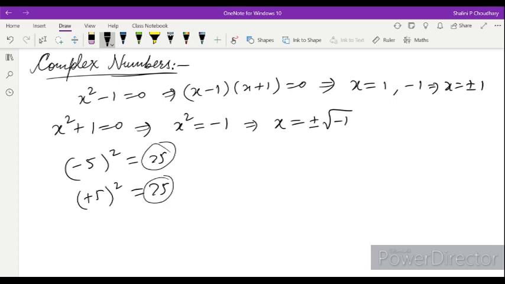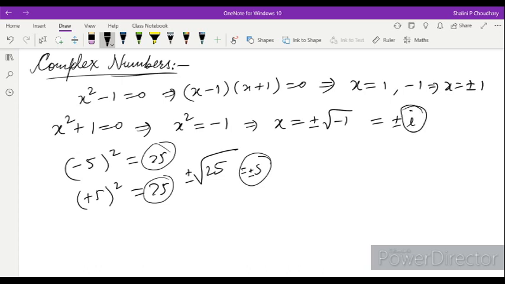So if we are finding the square root of any positive number, like the square root of 25, we'll get plus minus 5. Plus minus 5 means there will be two values, plus 5 and minus 5. But if we have to find the square root of a negative number, what will we get? We call this i, plus minus i.